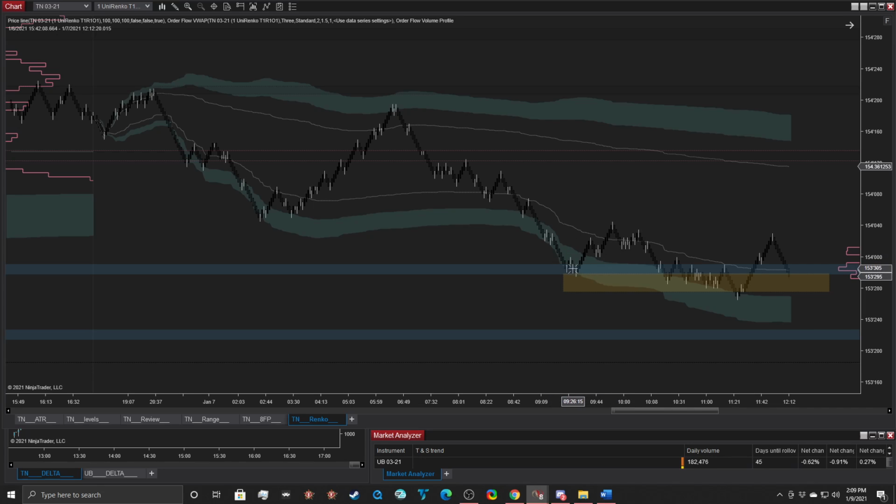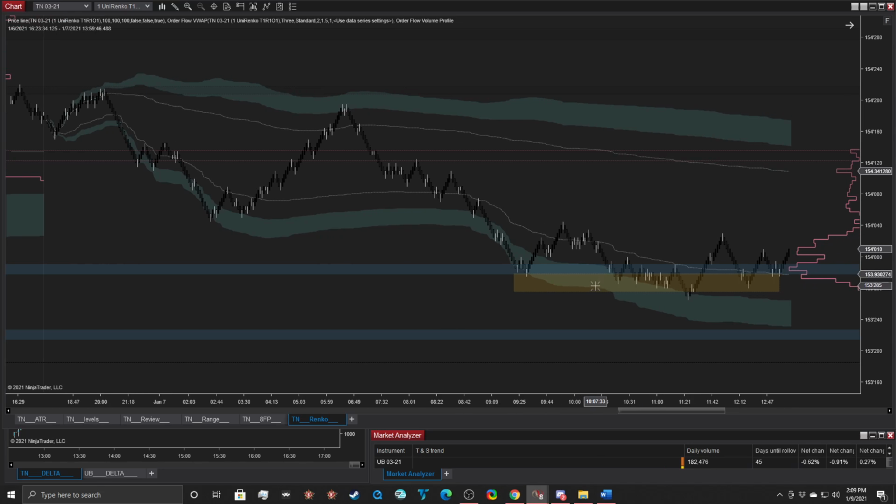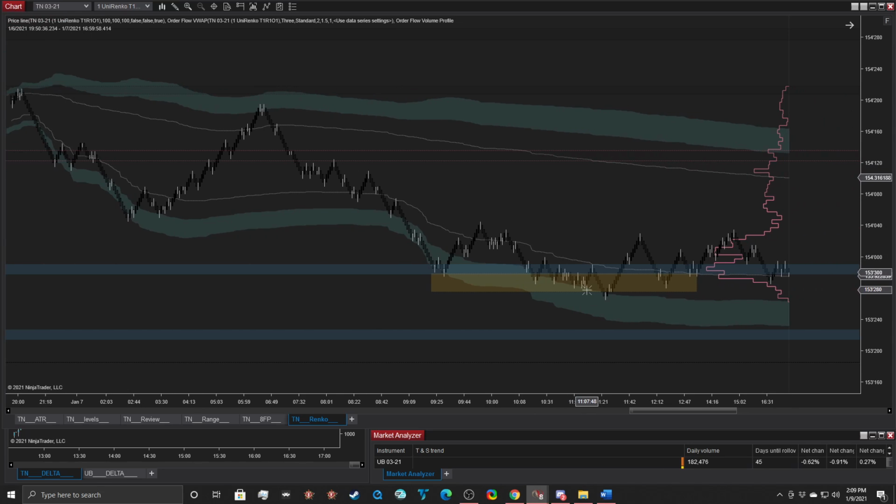So first setup is right here. We get our DVA extreme pushed, and we get our interaction in the level, and we now have an entry criteria. We get a 2R win there, and then from there, this area is void, so we really don't take any other entry unless we get below it. So once we get below it, we have new entry criteria, which can establish itself there.